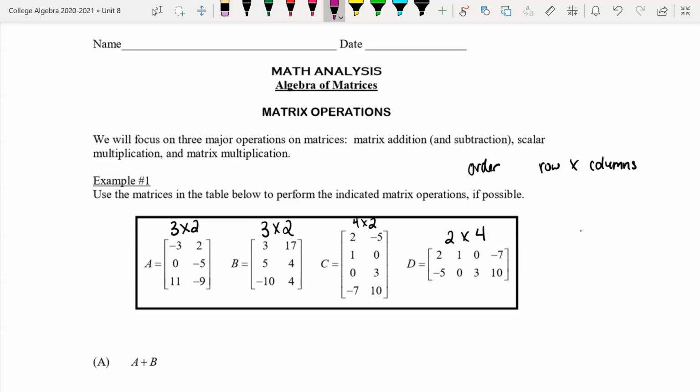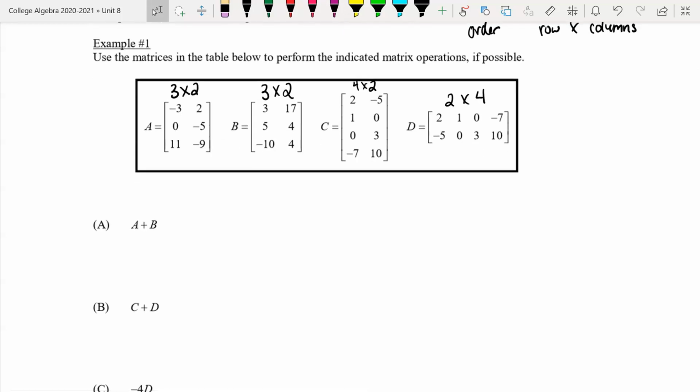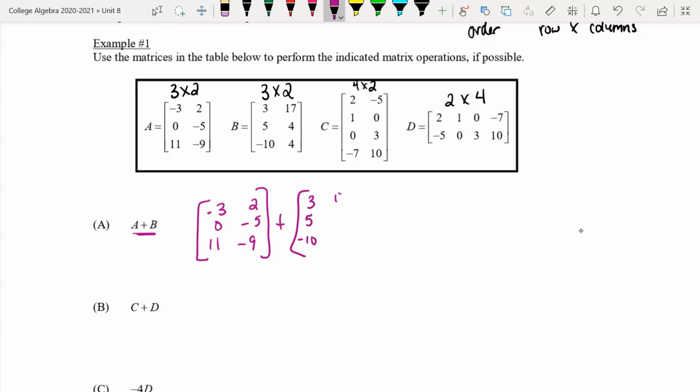So when you're doing these, in order to add matrices, they have to have the exact same order. All right? So notice A and B are the exact same order, which means I can add them. So -3, 0, 11, 2, -5, -9, plus 3, 5, -10, 17, 4, and 4. So when you add matrices in the same order, you just add the numbers that are in the same spot.